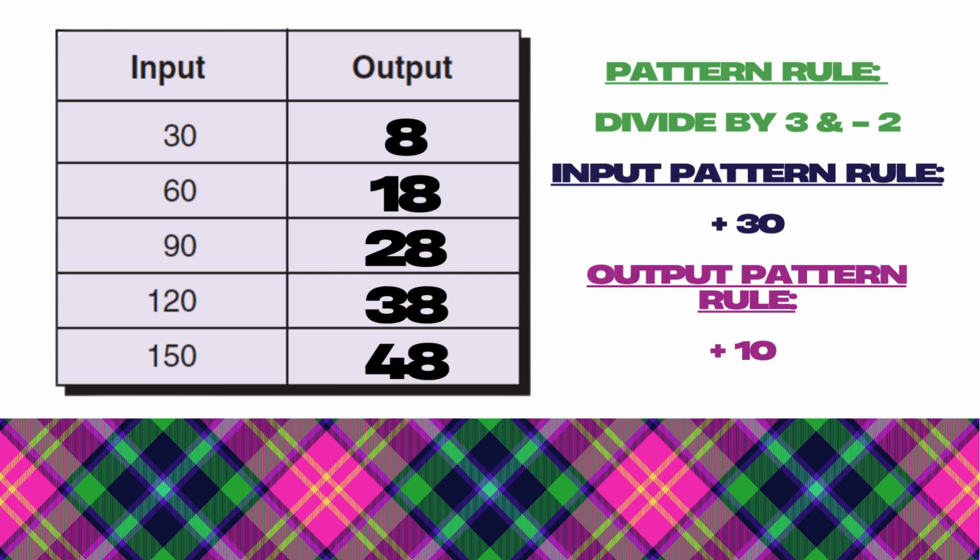All right, welcome back. Here we have our answers. Our output column should be 8, 18, 28, 38, and 48. For the pattern rules for the input, it is start at the number 30 and increase by 30 each time. The output pattern rule is to start at the number 8 and increase by 10 each time.